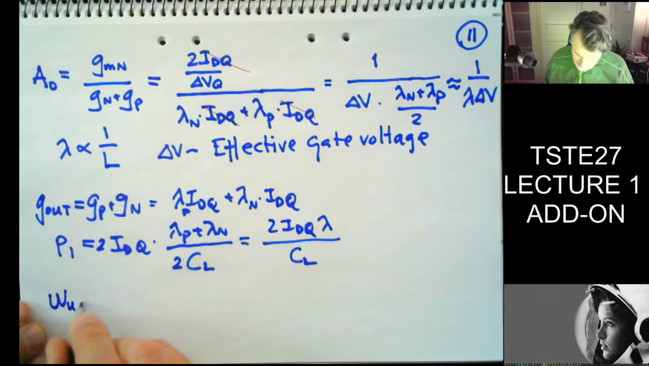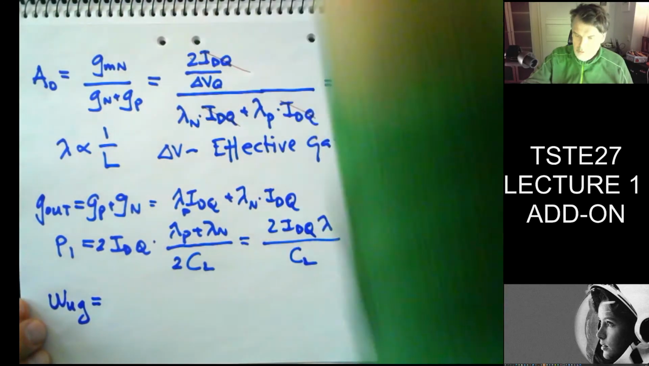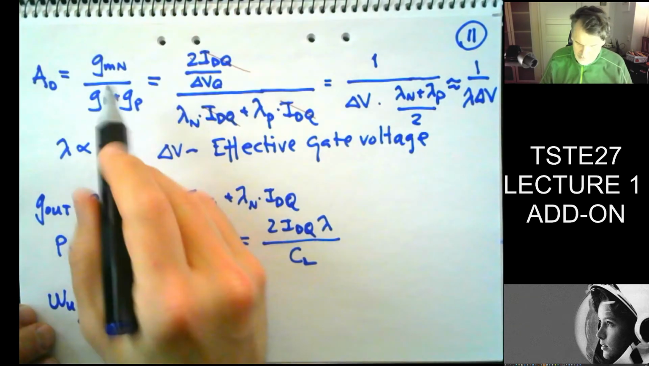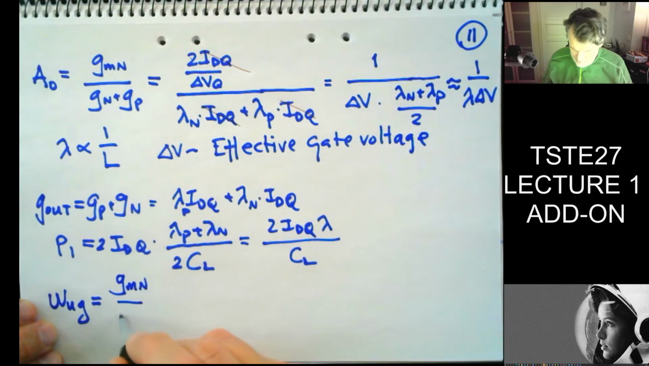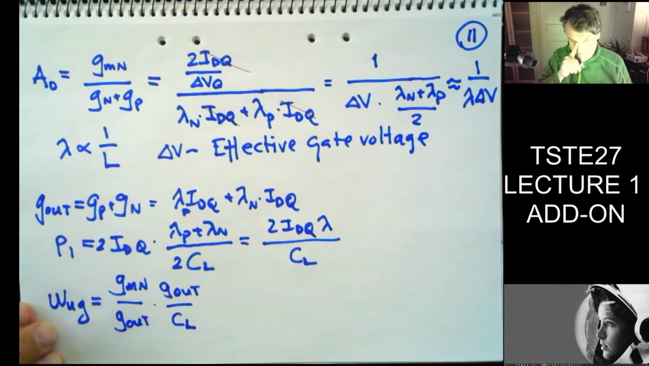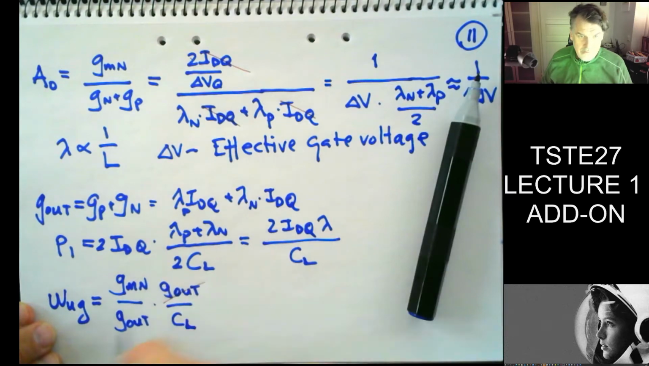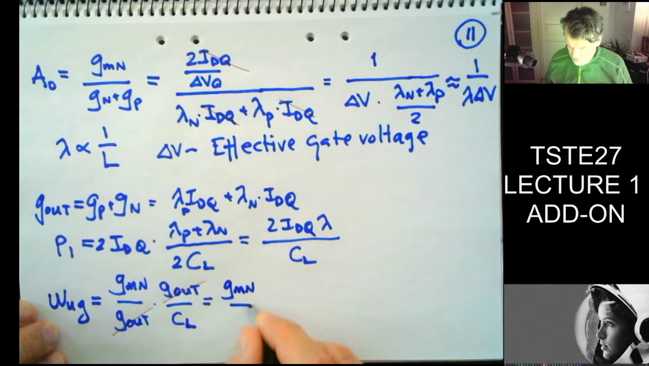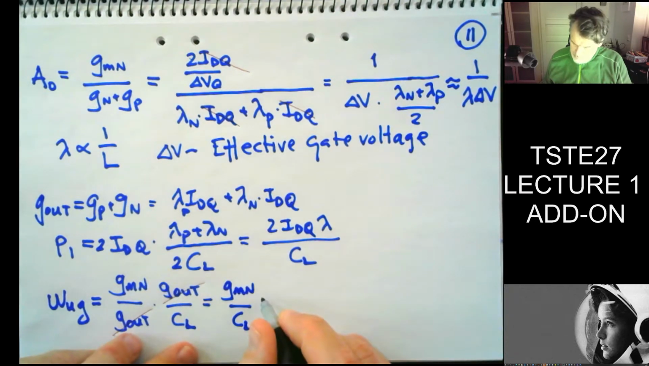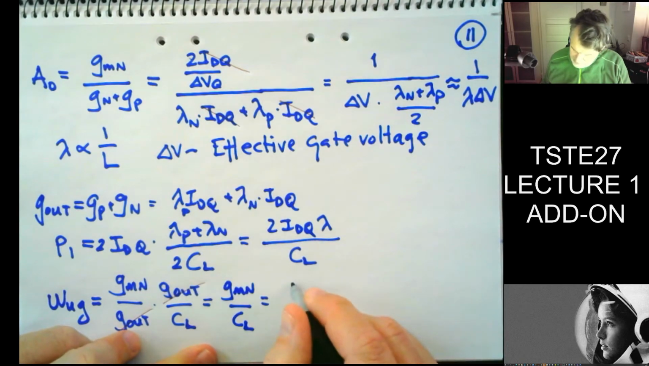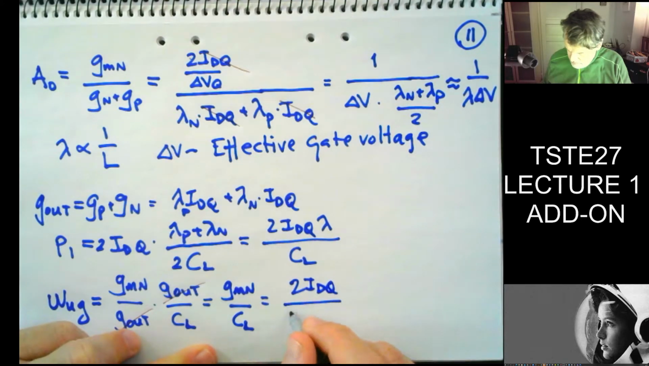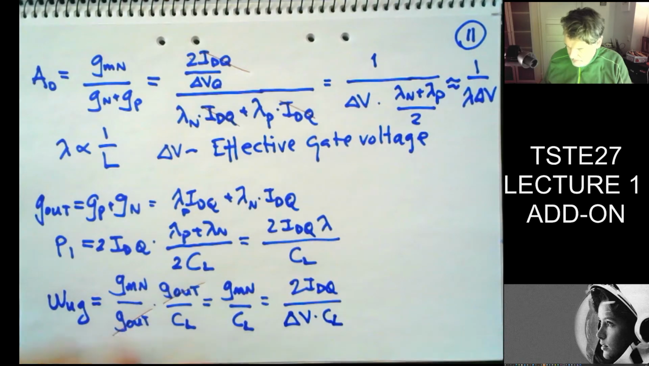Let's look at omega UG. So that's according to the equations we had. A0 times P1. So that's simply GMN divided by G out times G out divided by CL. And we see it's GMN over CL. Or if we want to put some numbers on this, for example 2 IDQ divided by delta V times CL.